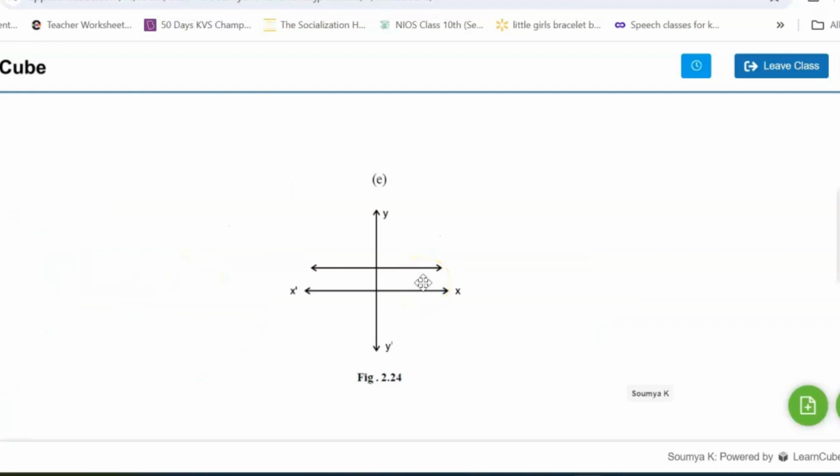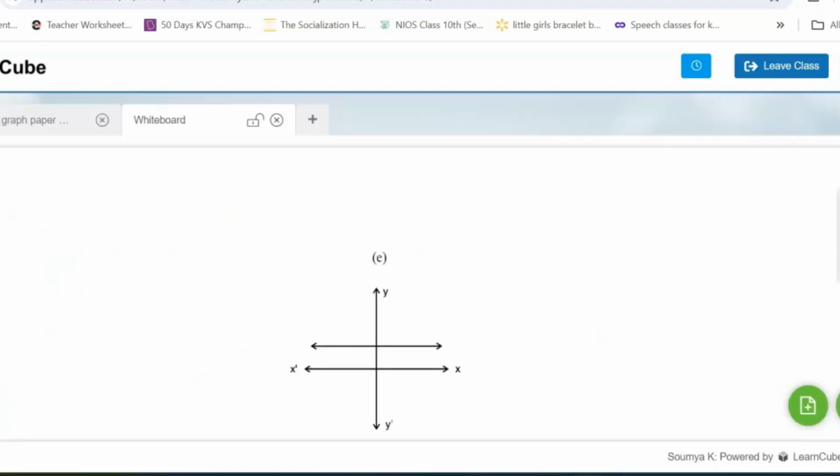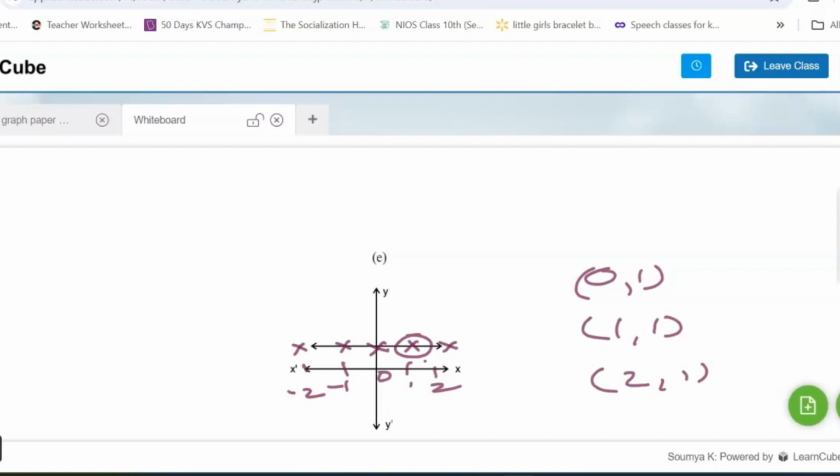Let's solve this question. You can see here the x-axis. So this is a line where you have got a line parallel to the x-axis going on. So this is 1, let it be 2, minus 1, minus 2. So this point, this point, this point, this point. So this point is 0, 1. This point is 1, 1. This point is 2, 1. This point is minus 1, 1. This one is minus 2, 1.